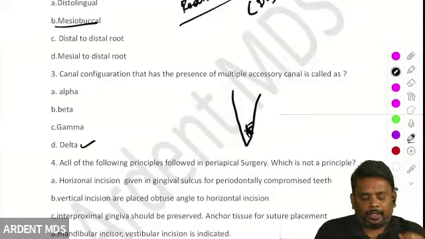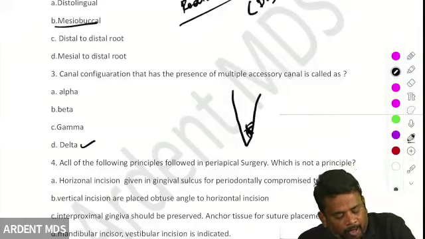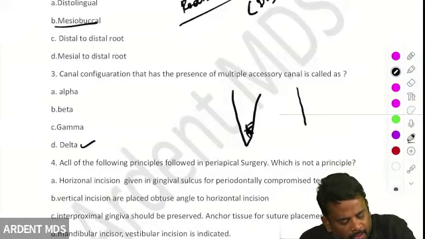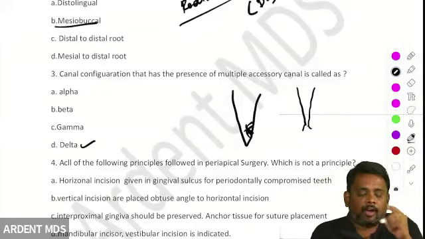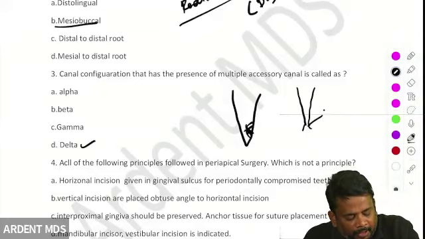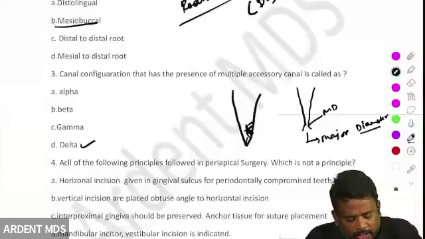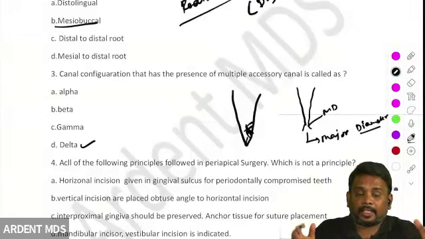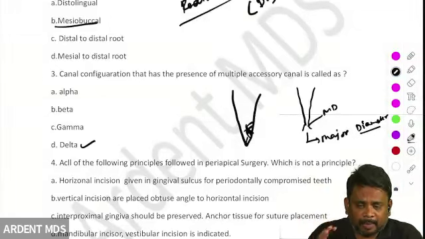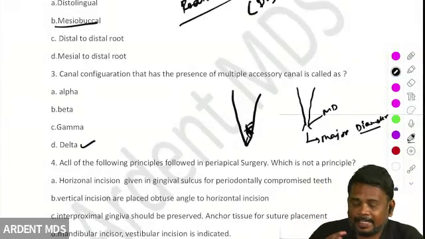What is a delta? Usually we studied this in your endo part. When you're talking about the root canal, it is actually constricted here and then slightly diverges. This we call the minor diameter, and this is called the major diameter. The distance between the minor diameter and major diameter is called the apical delta. Usually this apical delta has so many branches like this. So this is called the delta system.